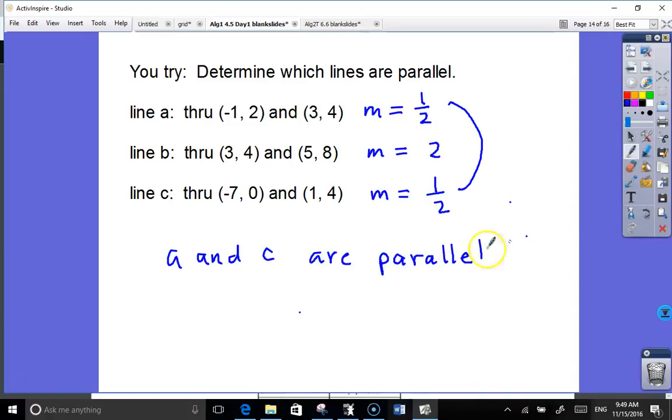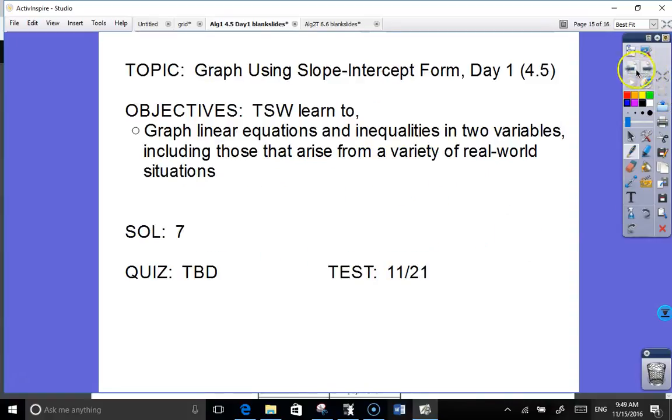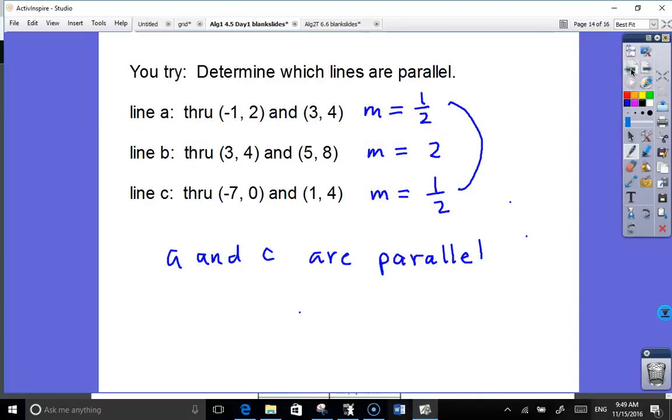Parallel. 4 minus 2 is 2. 3 minus -1 is 4. Oh, I did it. I did it, yeah. Okay.